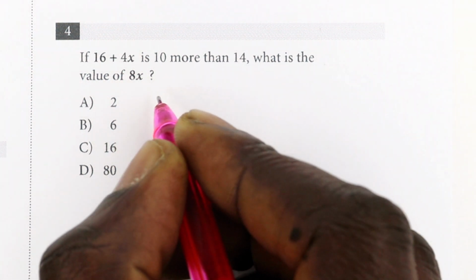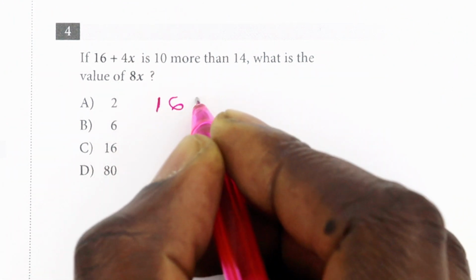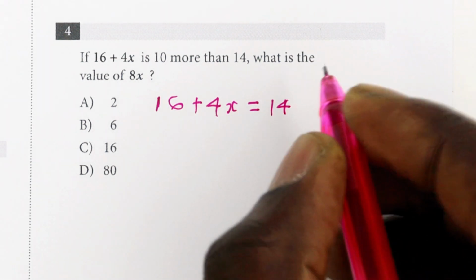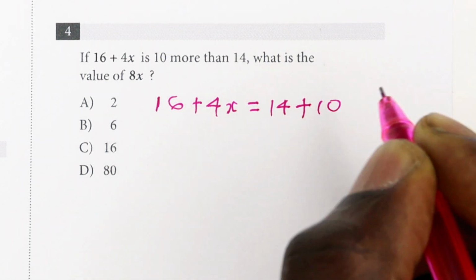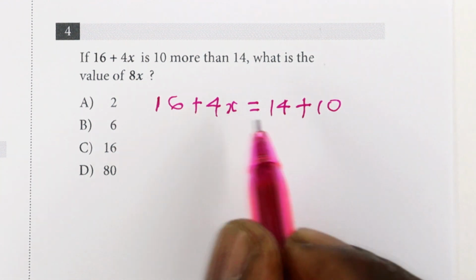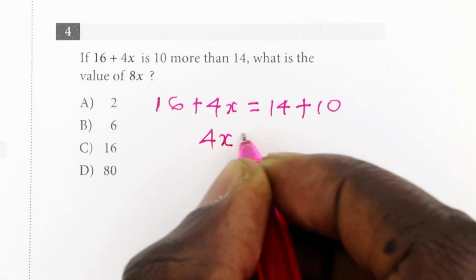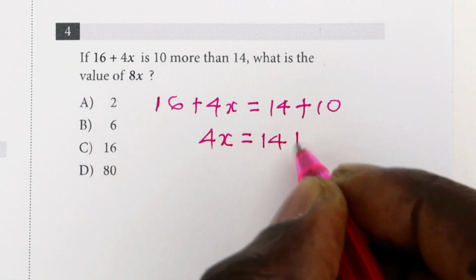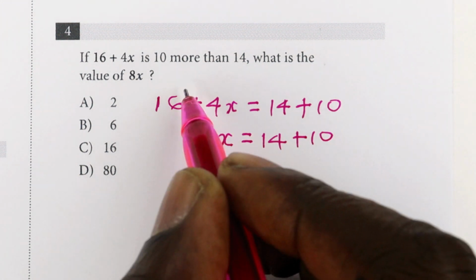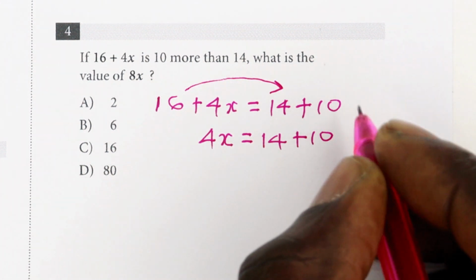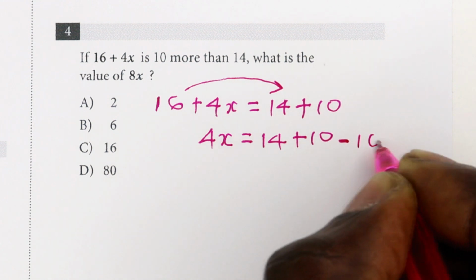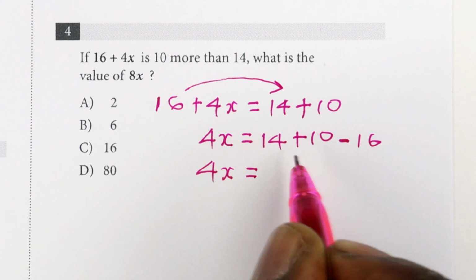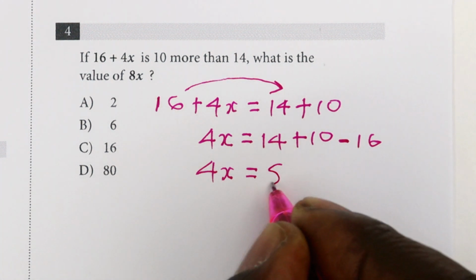So it means for you to say that 16 plus 4x is equal to 14, you have to add 10 to it. So now it's just a matter of collecting like terms, where we have 4x is equal to 14 plus 10. And then you take 16 to the right, it becomes negative 16. So therefore you have that 4x is equal to 24 minus 16, which is 8.